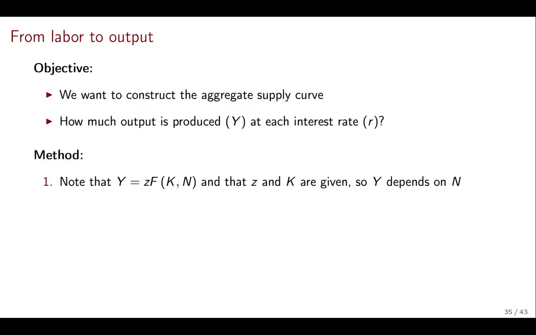The method we're going to follow is to know that total output, Y, is given by the production function, but Z and K are given in this problem. So in equilibrium, all changes in Y are going to depend on changes in labor. So by finding out how equilibrium labor responds to the interest rate, we can also find out how equilibrium output responds to the interest rate. Remember, the objective is to find a curve that relates changes in interest rates to changes in output supply.